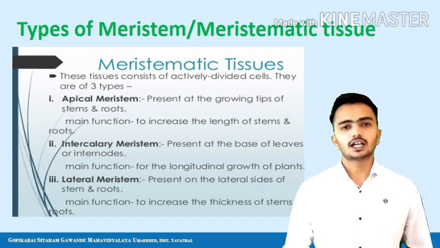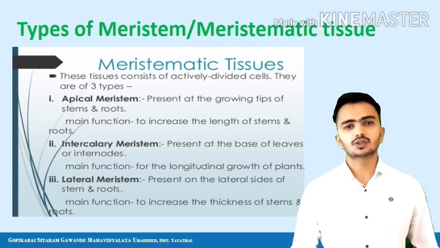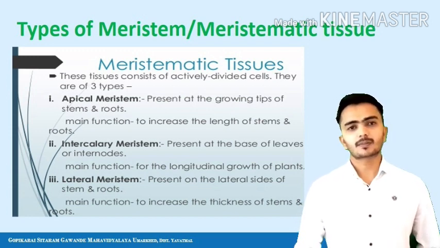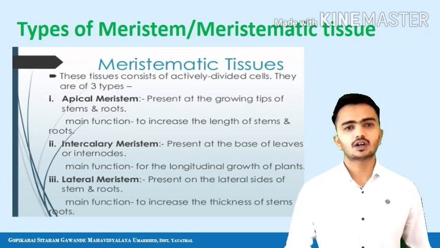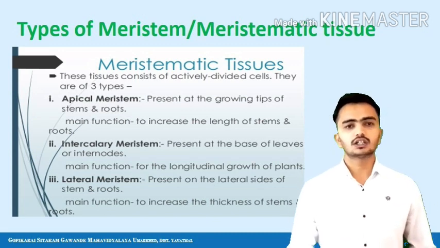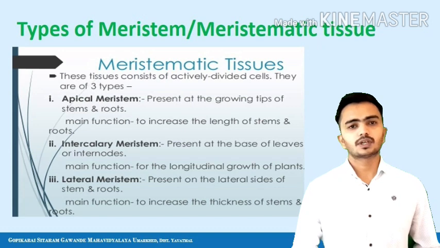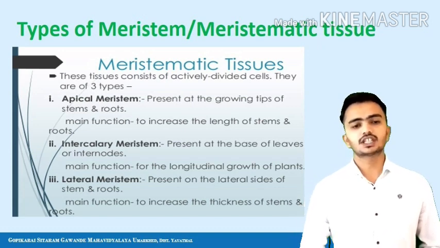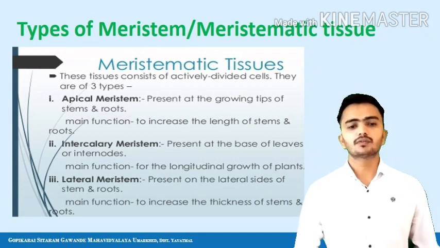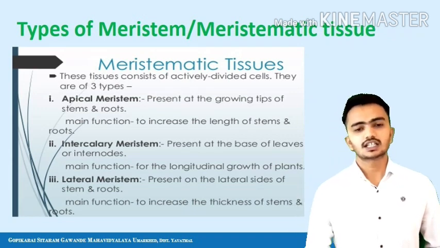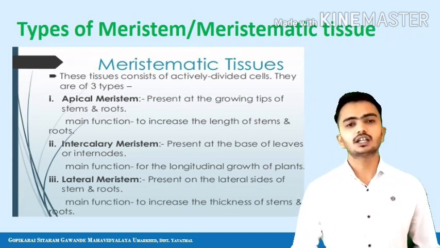So we know that in stems there is a presence of nodes and internodes, and at the base of this internode, this intercalary meristem is present, which is involved in the enlargement or the increase in length of this internode, or longitudinal growth of internode. Then the next type of meristem is the lateral meristem, which is present at the lateral side of a stem and roots. The main function of the lateral meristem is to increase the thickness of a stem and roots.